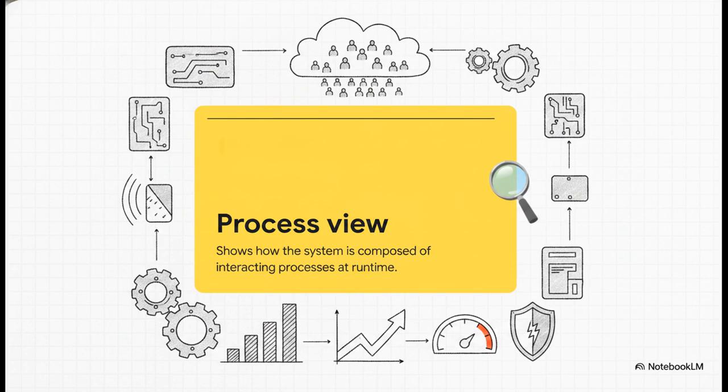And why do we need this? Well, because it helps us make vital judgments about non-functional requirements. Remember, a non-functional requirement is a specification of how well a system does something, not just what it does. So the process view helps us check critical things like performance, speed, and availability, ensuring your whole system doesn't just crash the second 1,000 users log in at once.